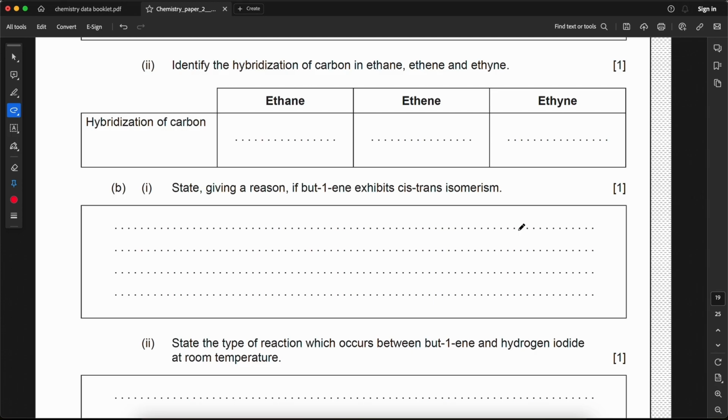Identify the hybridization of carbon in ethane, ethene, ethyne. Ethane, CH3CH3. Ethene, double bond, and ethyne, triple bond. As you can see here, the C has 4 regions or 4 domains, so 4 domains is sp3. This one has 3 domains. This C also has 3 domains, sp2. This one only 1. Oh, sorry, 2 domains, sp.